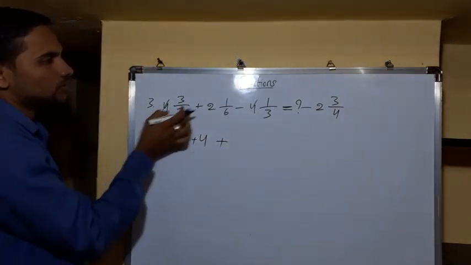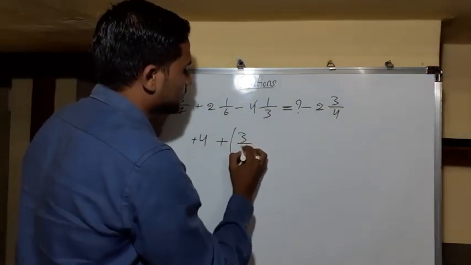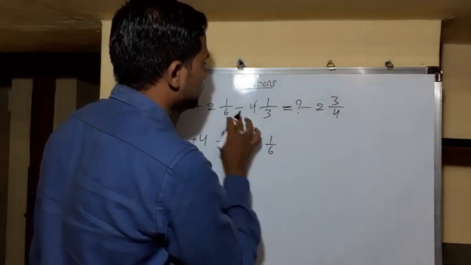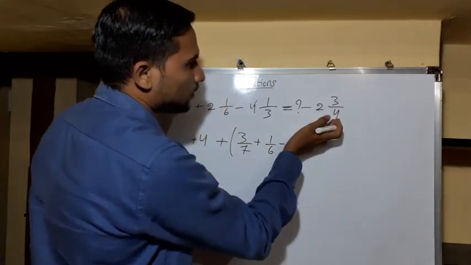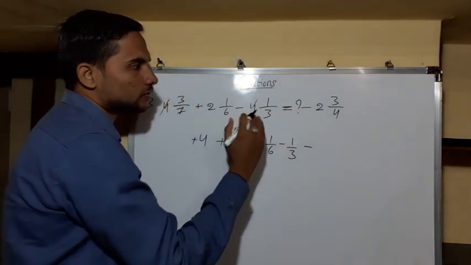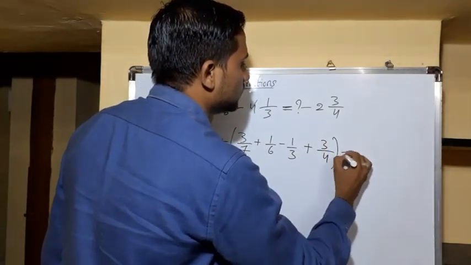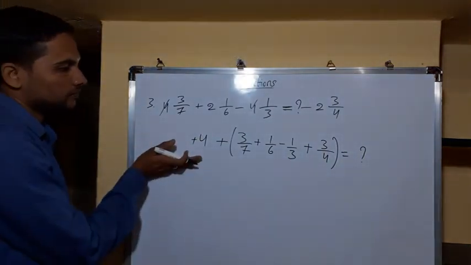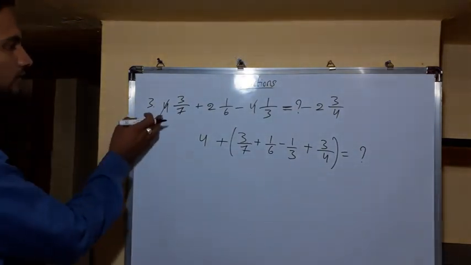Now come to the fractions, that is 3 by 7 plus 1 by 6 minus 1 by 3. This will be, if it comes from the RHS to the LHS side, it will become positive, that is plus 3 by 4 is equals to question mark. Understood friends what I have done? I have just reduced the steps, right? That's all, nothing but I have simplified here itself.